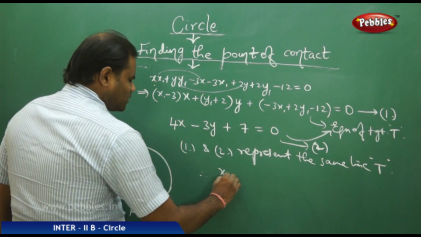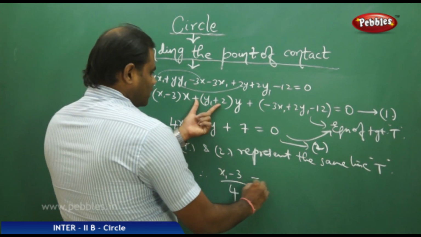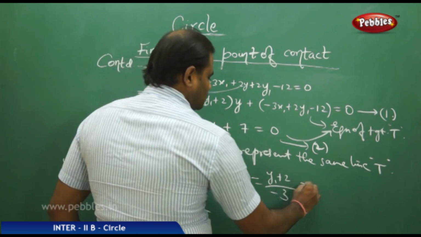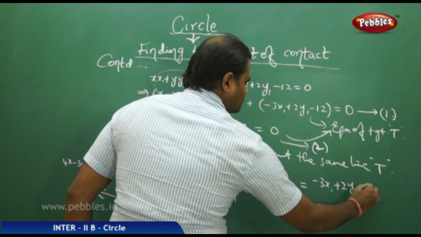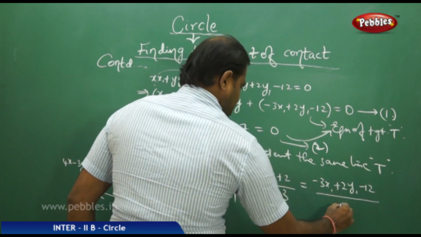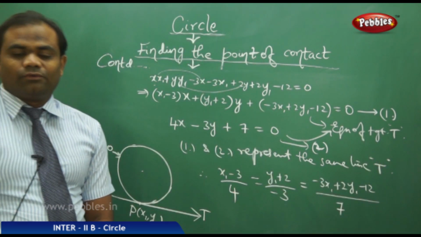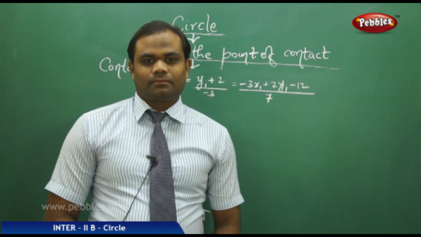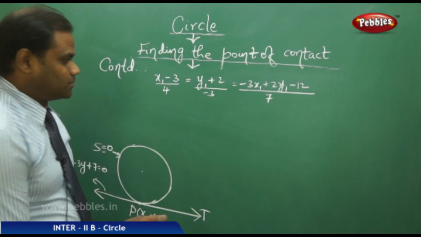Therefore, x1 minus 3 by 4 must be equal to the y coefficients, which are in the same proportion, and the constants minus 3x1 plus 2y1 minus 2l by 7. They should be in the same proportion, through which we find x and y. So let's try to find x1 and y1 from these two equations.